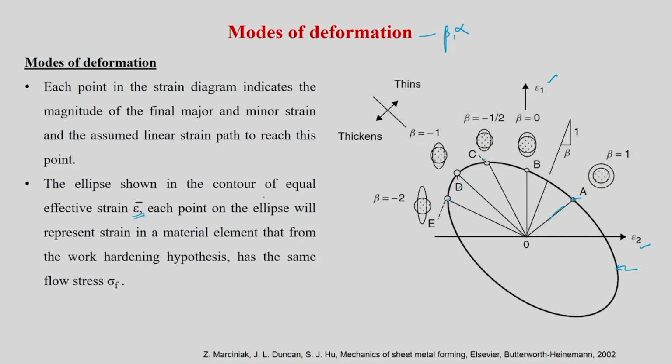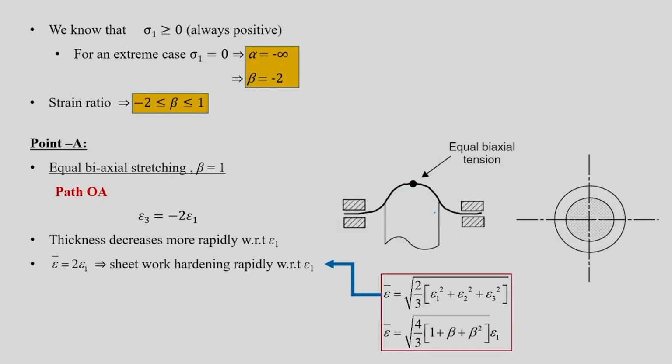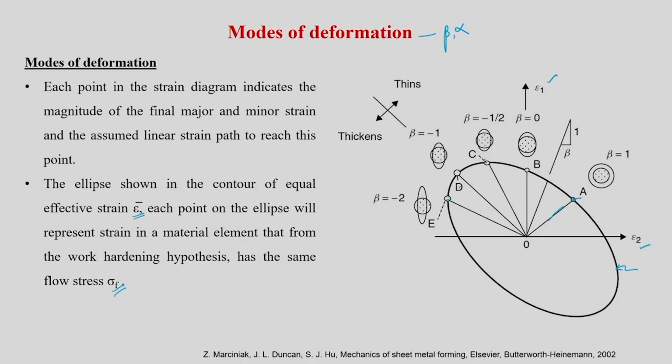The ellipse shown is a contour of equal effective strain epsilon bar; each point on the ellipse represents strain in the material element that, from the work hardening hypothesis, has the same flow stress sigma f. That is just one small piece of information, but what is very important for us is what OA, OB, OC, OD and OE signify. That is what we are going to discuss in the next sections. Before that, get some idea from this diagram. This is a plot between epsilon 1 and 2, and I am representing the OA path, which is denoted by beta is equal to 1.